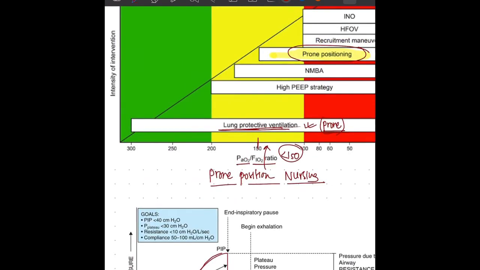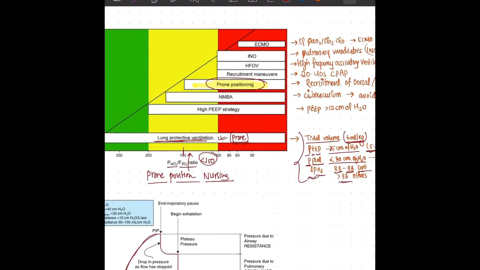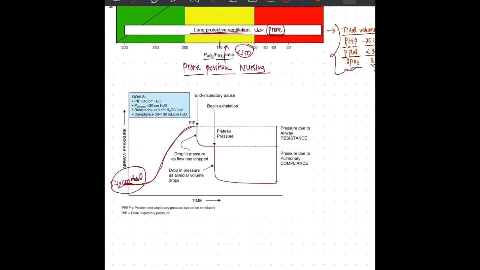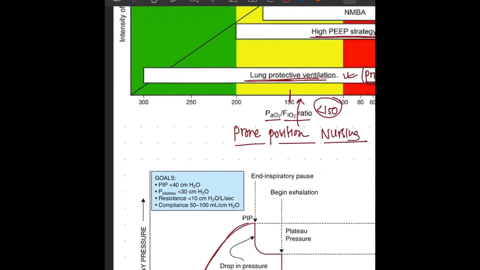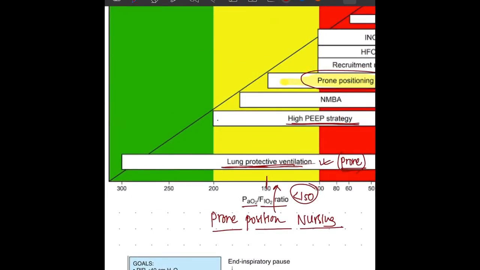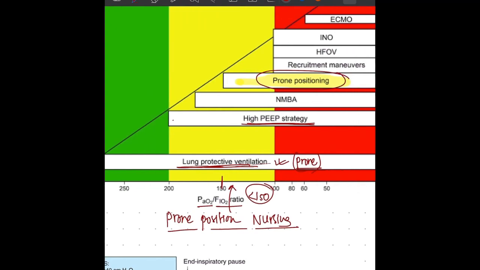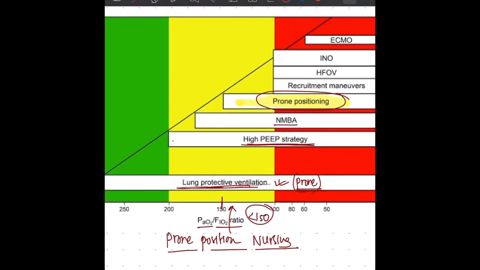Now, if in lung protective ventilation setting the PaO2 by FiO2 ratio is still falling, then you can use high PEEP strategy. That is to say, you can increase positive end-expiratory pressure by more than 12 centimeters. So then you would do a high PEEP strategy. If still the patient is deteriorating, then you would give a neuromuscular blocking agent like cisatracurium, right?